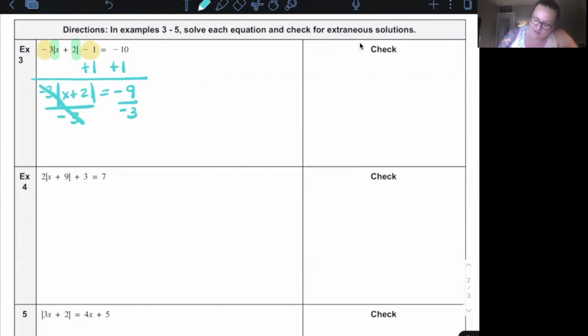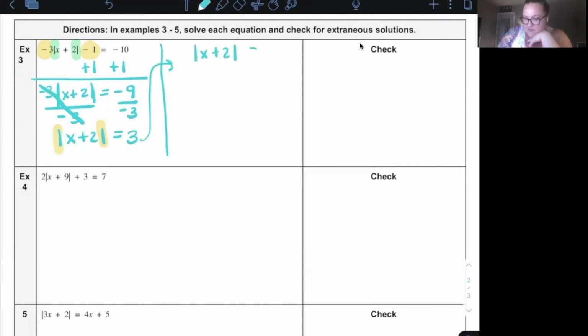And now the absolute value is completely alone. -9 divided by -3 is +3. So the absolute value is actually equal to this positive number. So it actually is okay. After you isolate the absolute value is when you want to assess, can this be true? So I'm just going to move this up here, and I have the absolute value of x plus 2 equals 3.